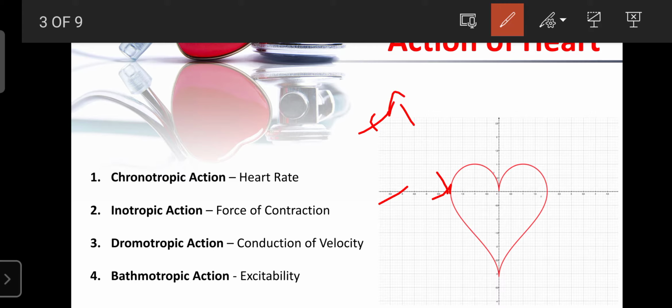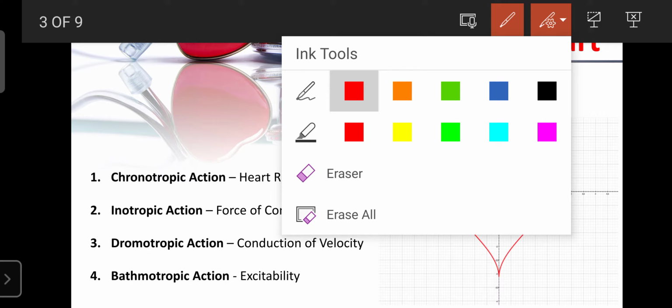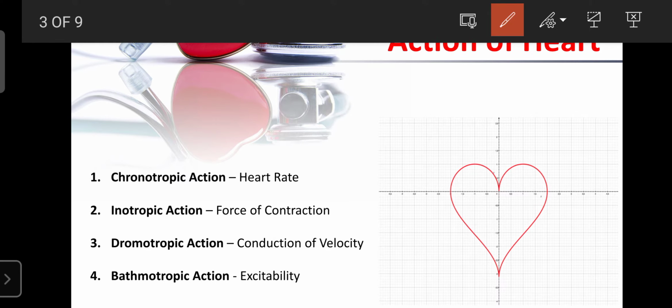And conduction velocity mainly depends upon calcium. If an agent increases the release of calcium in the myocardium, the conduction velocity increases. If it decreases the calcium level in the myocardium, that shows the negative dromotropic action. Some drugs increase it, and some drugs decrease it. The last action of the heart is the bathmotropic action, which is known as excitability.